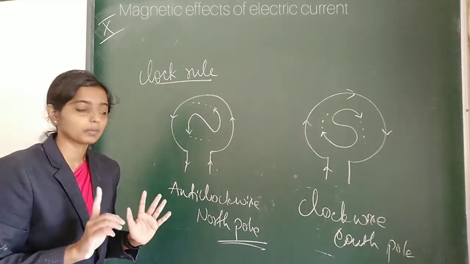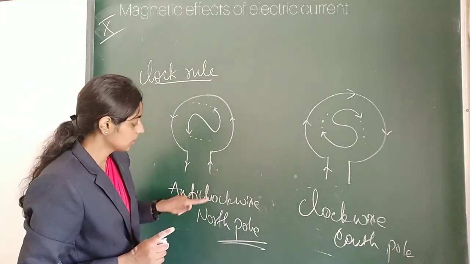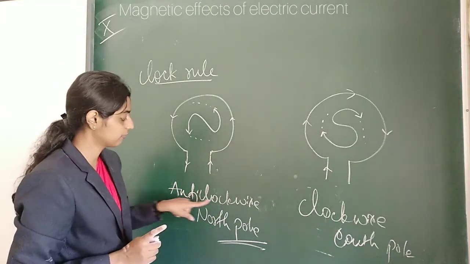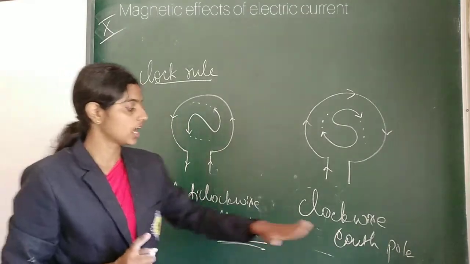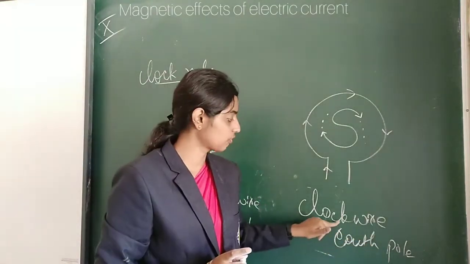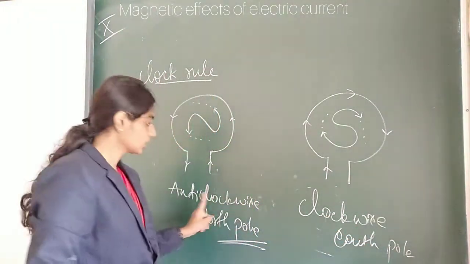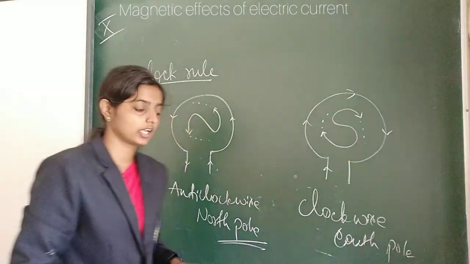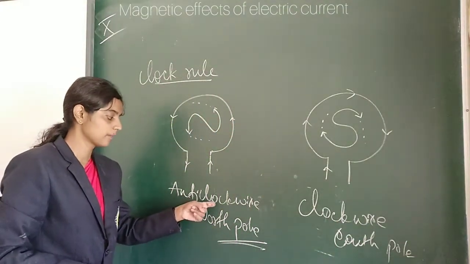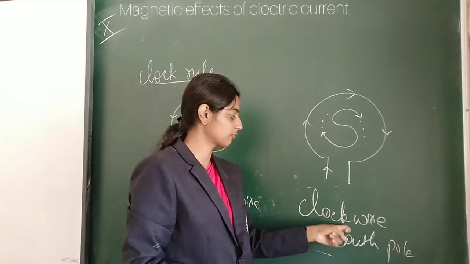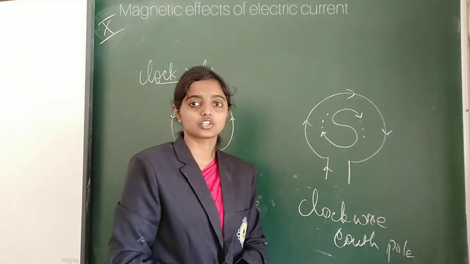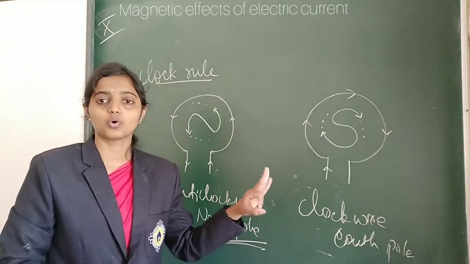So now all you need to remember is that in the north pole the current will flow in anti-clockwise direction, and in the south pole it flows in clockwise direction. I repeat, in the north pole it flows anti-clockwise, and in the south pole it flows in clockwise direction. Next, one more rule we have.